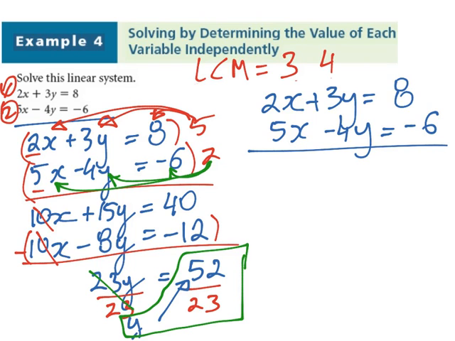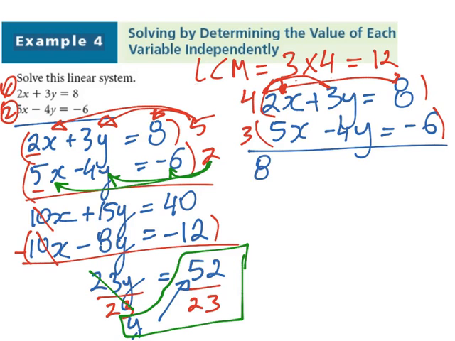That means we have to multiply the first equation and the second equation by a value that will make the y into a 12. That means it's a 4, and the 3 for the second equation. Again, remember that we need to multiply everything by 4 in the first equation. So we'll get 4 times 2, which is 8x, 4 times 3, which is 12y, and 4 times 8, which is 32.